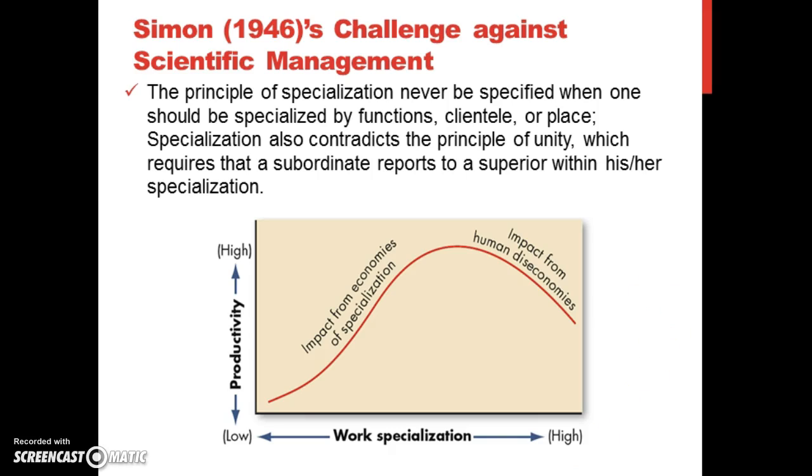Further, he argues that specialization also counters the principle of unity. According to scientific management, specialization can increase predictability and uniformity in the workplace. Yes, it is sure that subordinates and superiors within one specialized unit will share what they are doing. On the other hand, higher-level managers cannot fully understand what these units are doing. Therefore, specialization will weaken the unity of command.